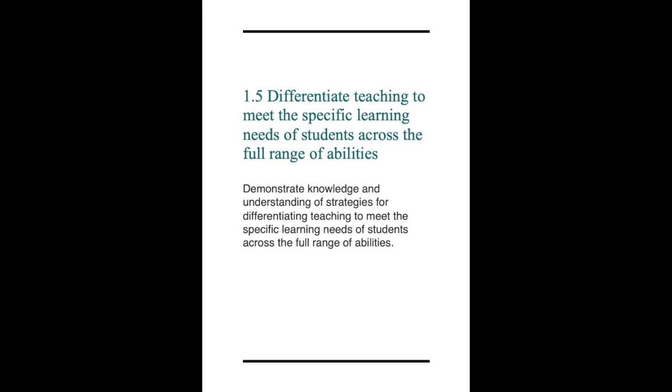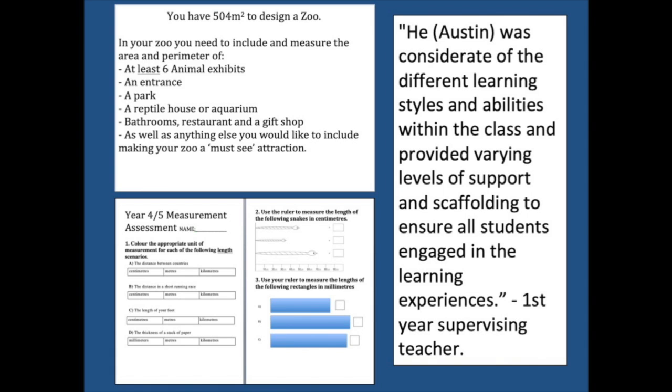First off, we have standard 1.5, which is differentiate teaching to meet specific learning needs of students across a full range of abilities. So according to literature, it is apparent that school-age students will be at different stages of cognitive development. Therefore, it is important to incorporate open-ended tasks into your practice.